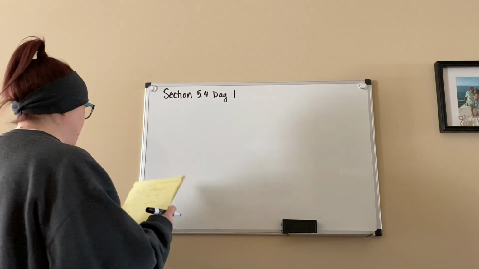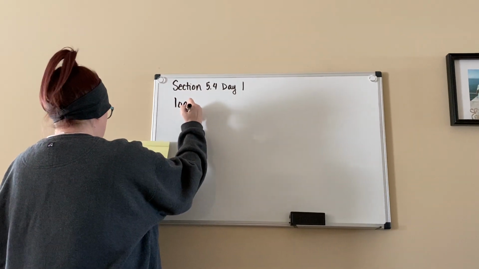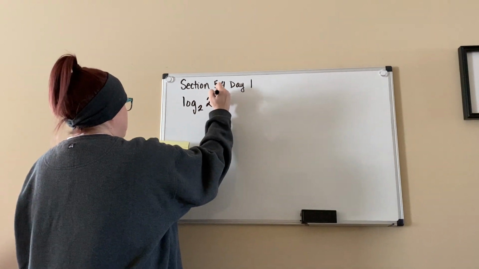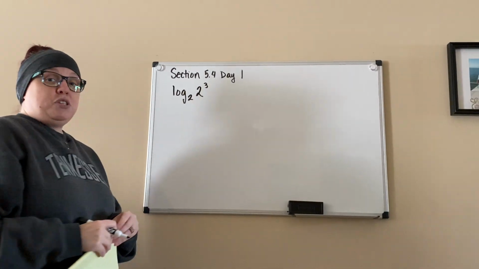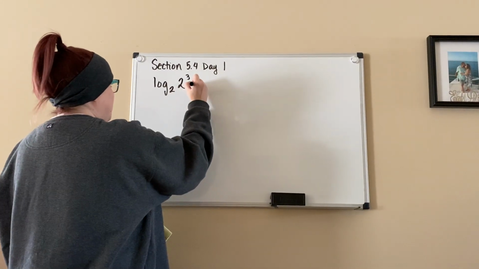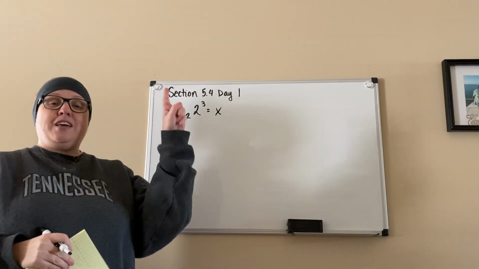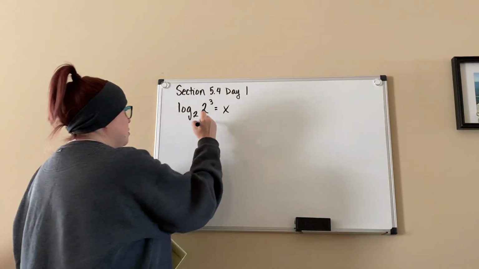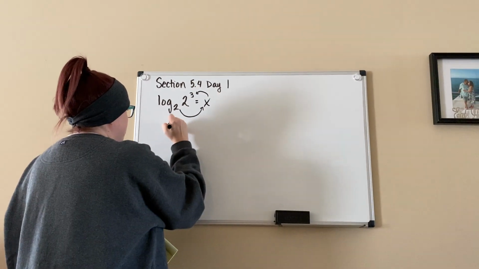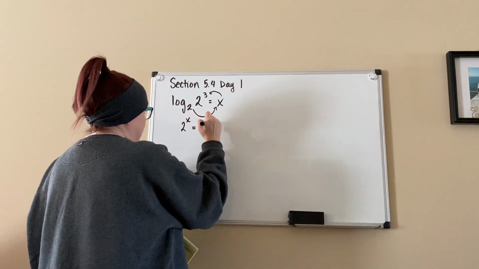So to start off with, let's do this logarithm. If I gave you log base 2 of 2 to the third, what I would want you to do to start with is set it equal to x. Once you have that, you're going to go around the circle, just like I taught you last week. So it's going to be 2 to the power of x equals the middle.